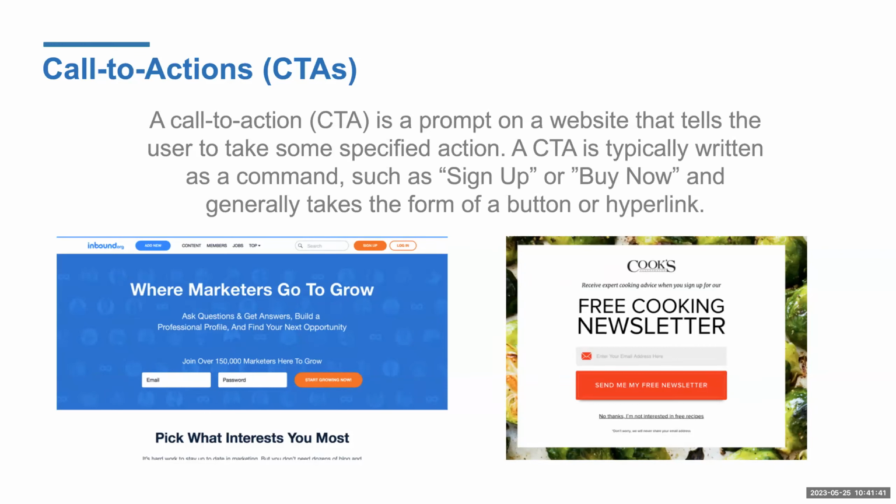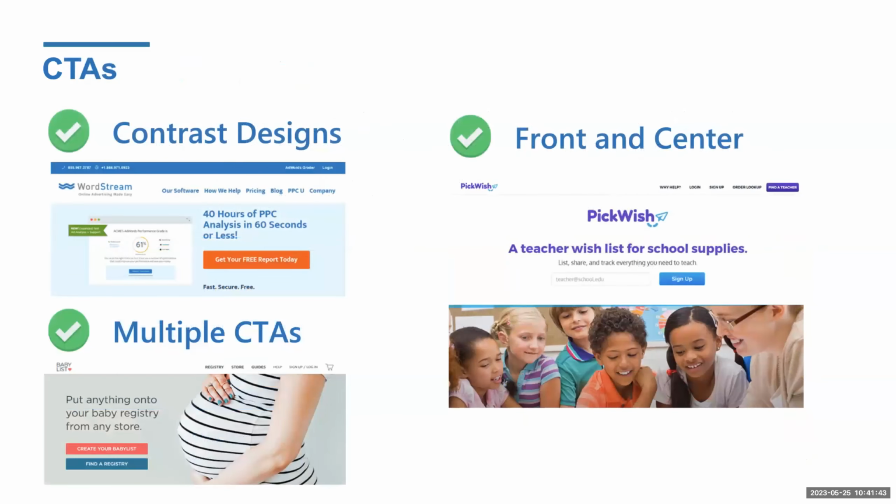You can see a couple of examples of call to actions here. Contrast designs, this all goes back to your branding. So you have a nice orange call to action button on a light blue background. You might have multiple call to actions, which is great. You can see this baby store: baby list, create your baby list, find a registry.